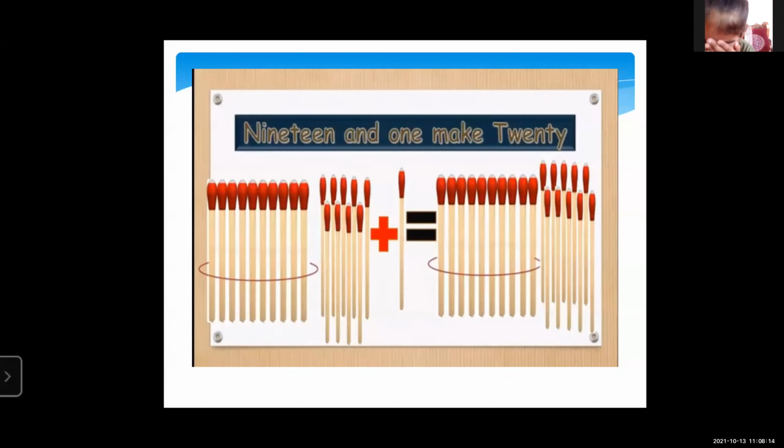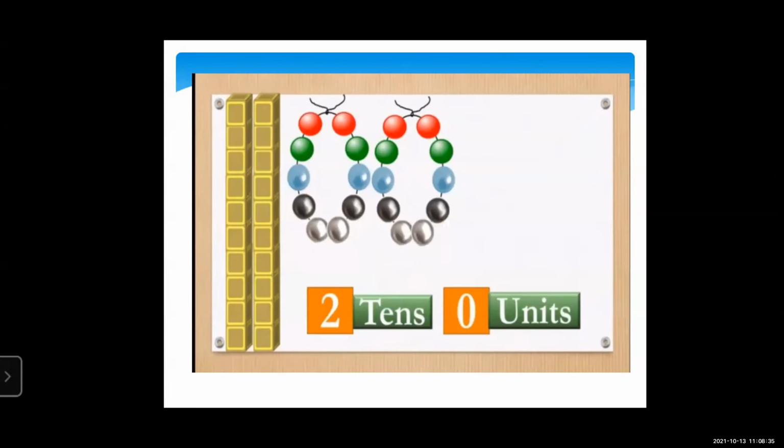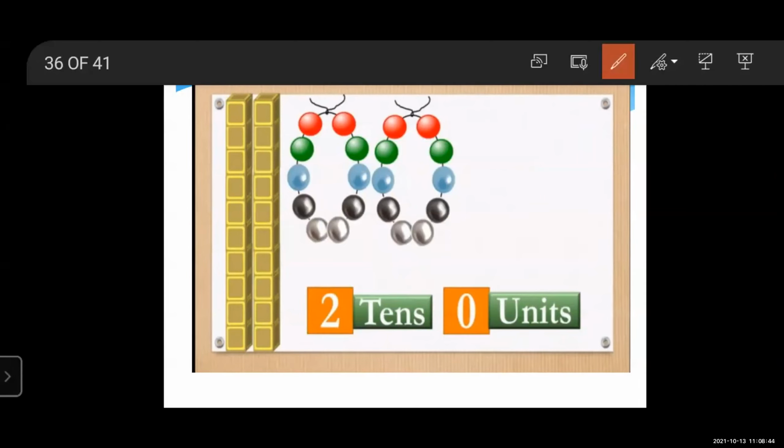Students, observe carefully how to write 20. There is 10, and there is another 10. So these are the 10 and this also makes a group of 10. So 10 plus 10 is equal to 20. See, in that there are 2 necklaces of beads. That is called 2 tens. See, 10 plus 10. So that is called 2 tens.